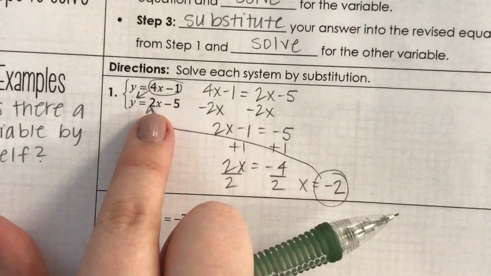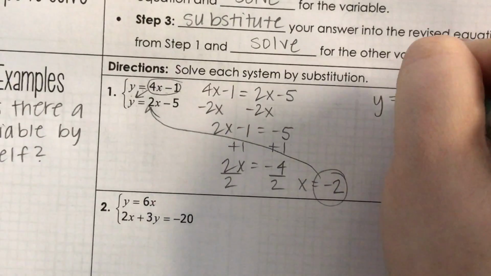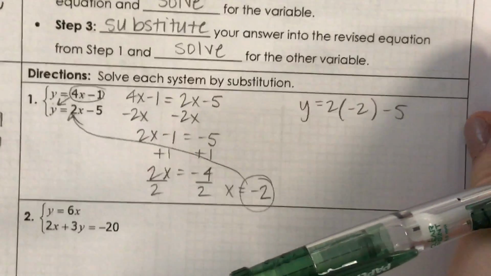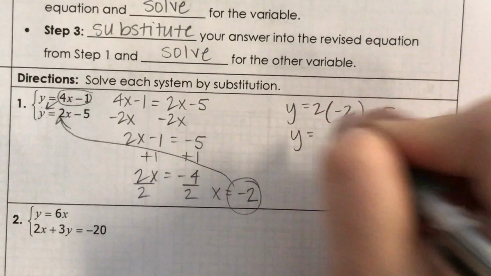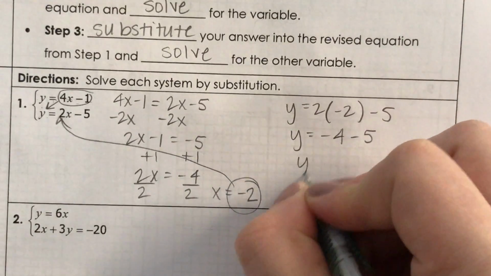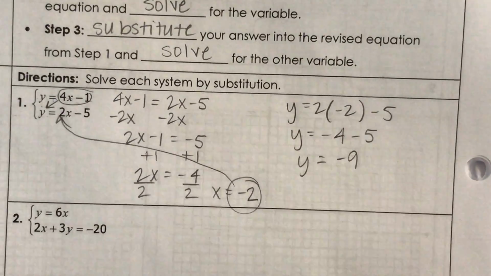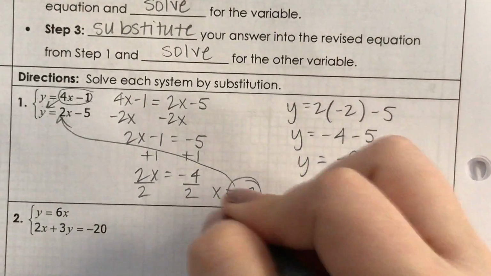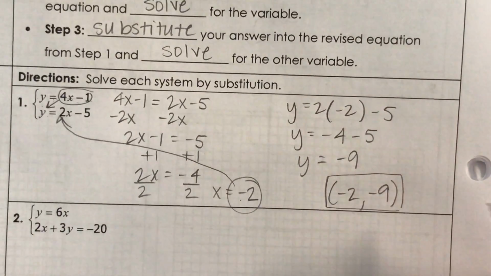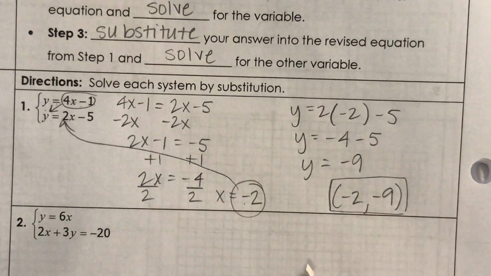So I found x, I'm going to substitute it back in. So over here it's going to look like y equals 2 times negative 2 minus 5. Now we're going to solve for y. Okay? So y equals 2 times negative 2 is negative 4 minus 5. So y equals negative 9. So our answer, remember our answer has to be a coordinate, negative 2, comma, negative 9. And that's our solution. Okay? I did that one kind of slow so that you can keep up with me and see what's happening.